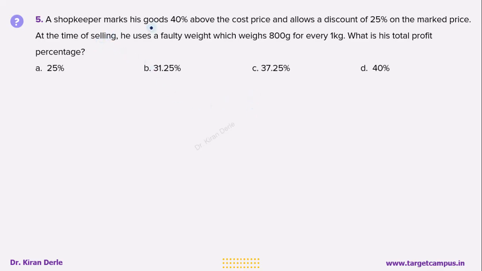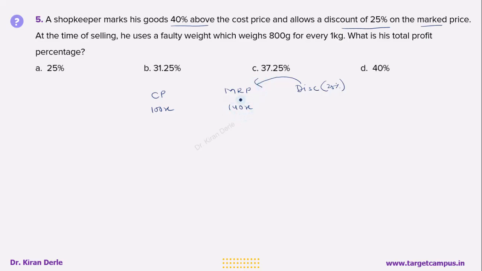A shopkeeper marks his goods 40% above the cost price and allows a discount of 25% on the marked price. Okay, so let's say the cost price is 100x. He marks his goods 40% above the cost price, so the MRP will become 140x, and he allows a discount of 25%. Discount is always calculated on the MRP, right?